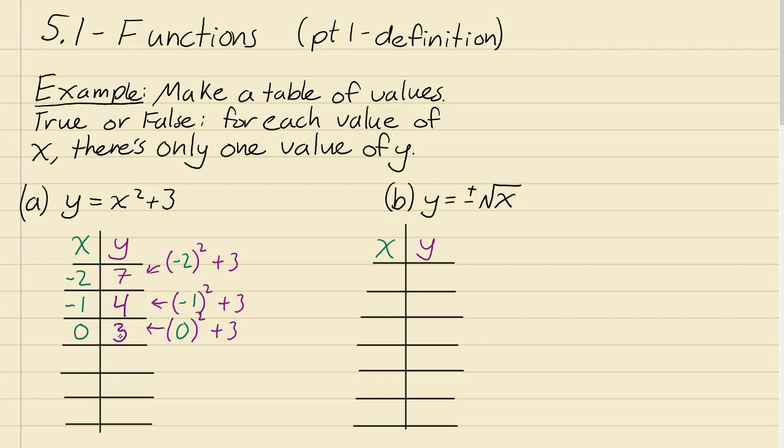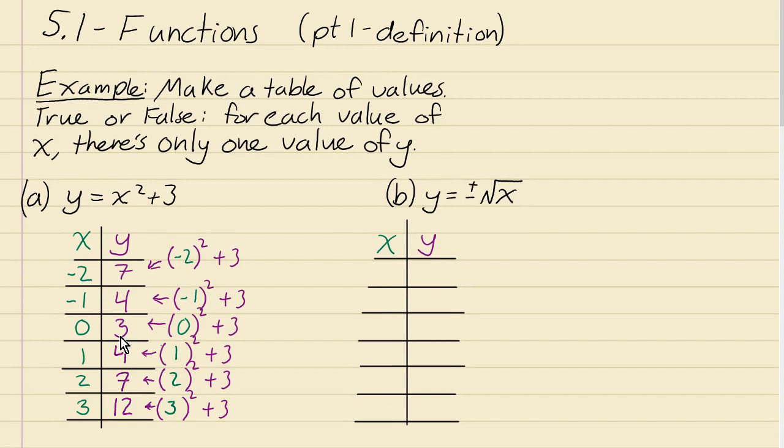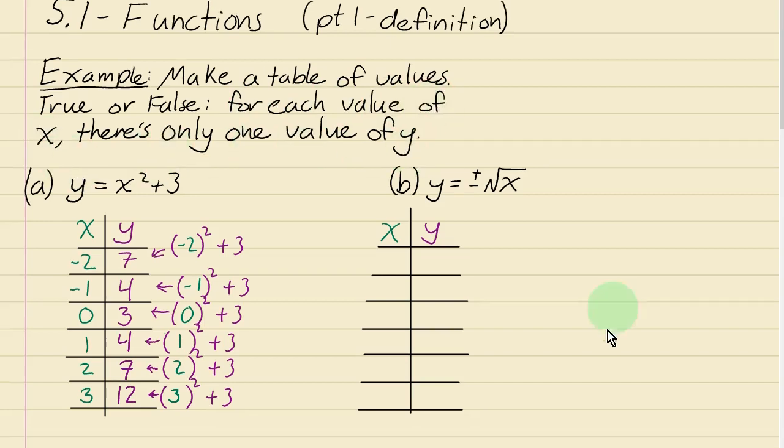And then I'll pause it and speed this up a little bit. And so here's some more values in the table. I plugged in some values of x and got these values of y as a result from that. And you could use this, of course, to make a graph now or answer some other questions. But I want to answer this question right now. For each value of x, is there only one value of y or not?